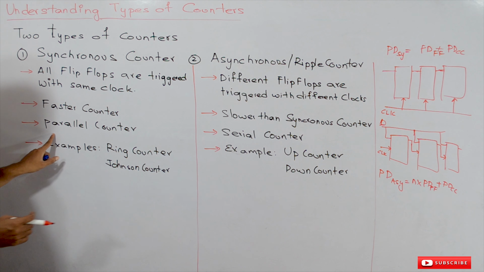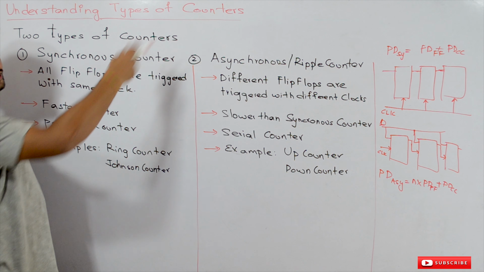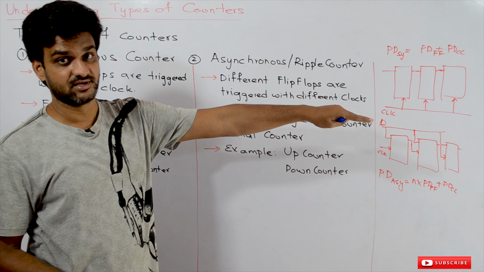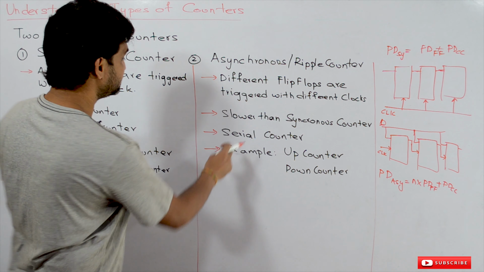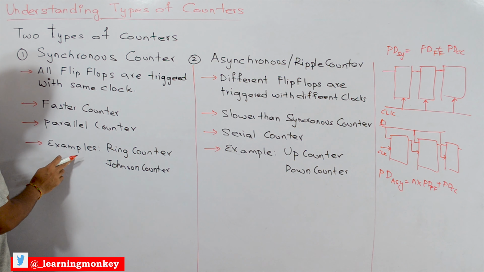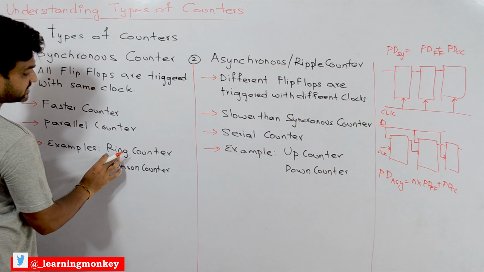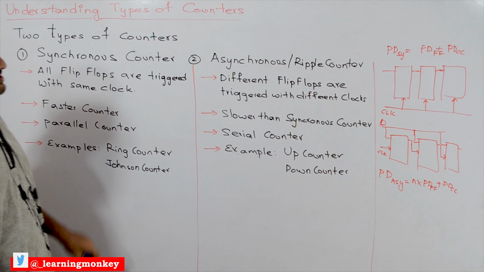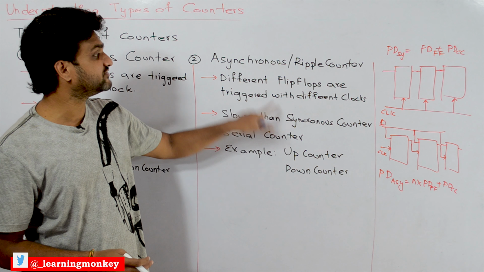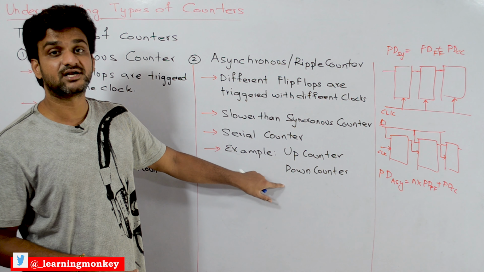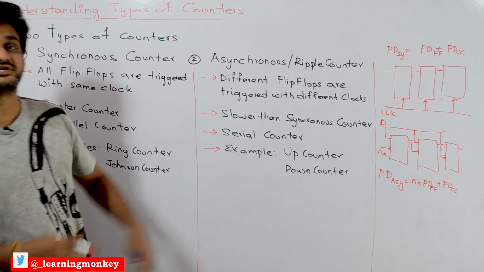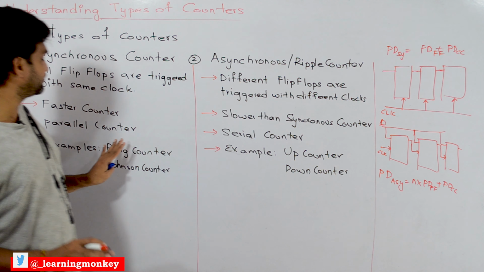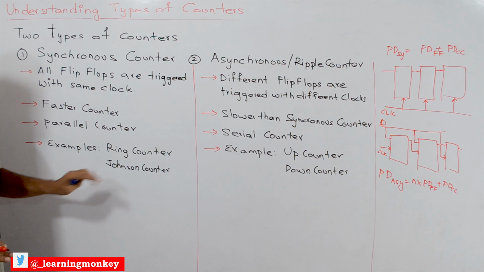So this is a parallel counter. Yes, obviously each and every one is going to get the output simultaneously. So it is a parallel counter, and the other is a serial counter: in series it is going to get the output. The examples of synchronous counters are the ring counter and Johnson counter, whereas the examples of asynchronous counters are the up counter and down counter. We are going to cover all these counters in our next classes. So just try to remember that the examples of synchronous counters are the ring counter and Johnson counter.